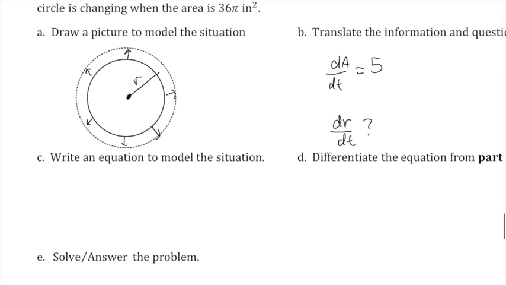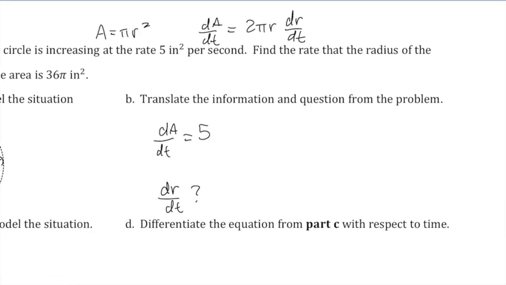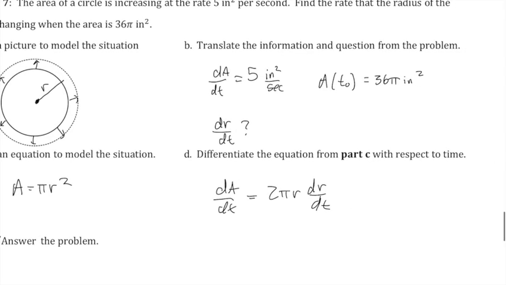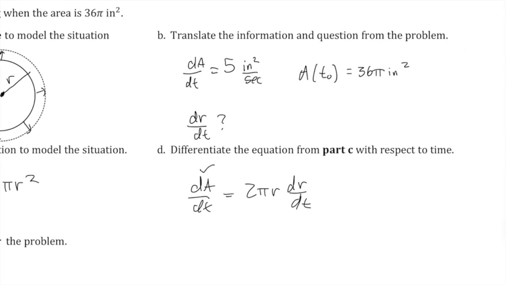And it does tell us that at some point in time, we are going to be at 36 pi inches squared. Okay, so again, area of a circle is pi r squared. The derivative we already did before. So let's look at what we have. We have this variable. We do not have the radius, and this is what we're trying to find, dr/dt. So we need to solve for the radius, and that's where this comes in.